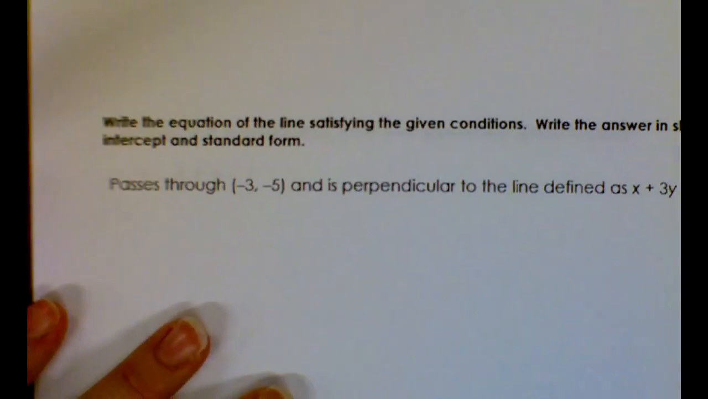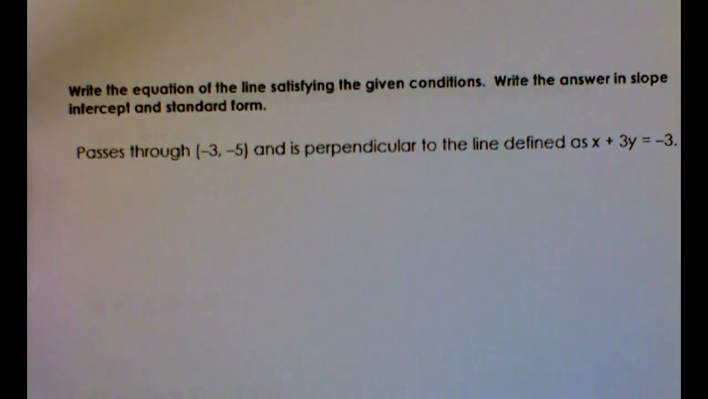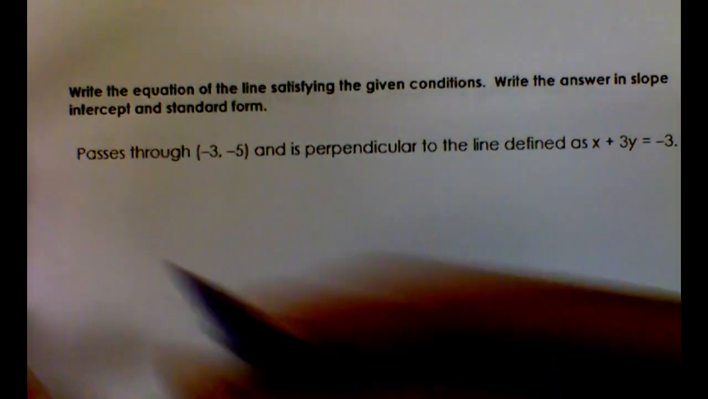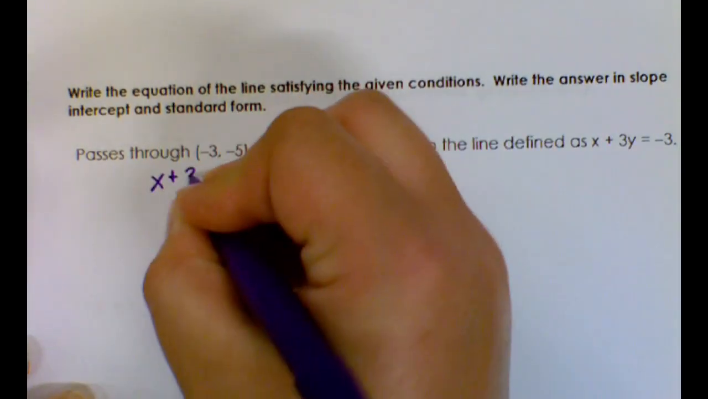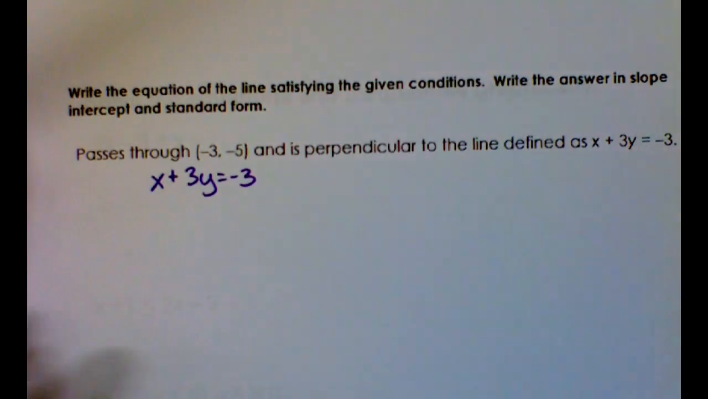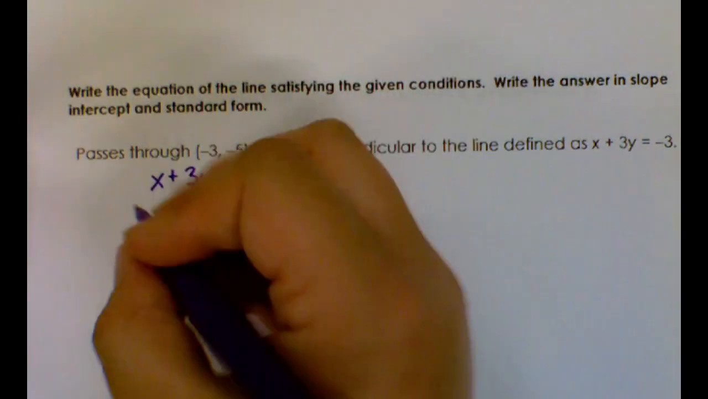All right, same thing. Slope-intercept and standard form again. Let's start with the line we have. X plus 3y equals negative 3. And let's get slope-intercept form. So I'll subtract x.